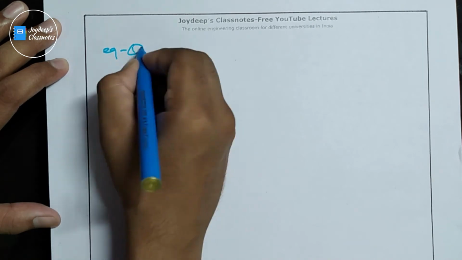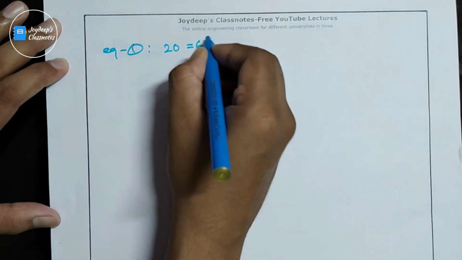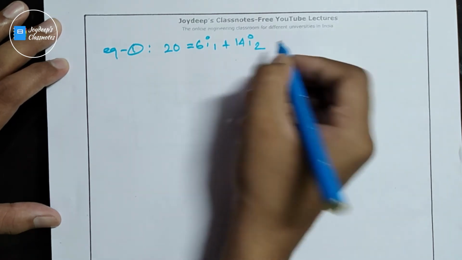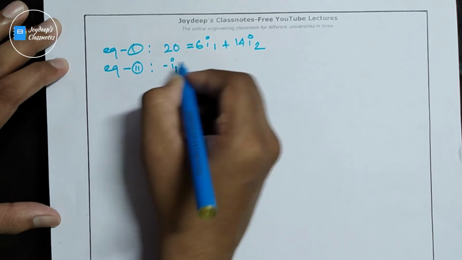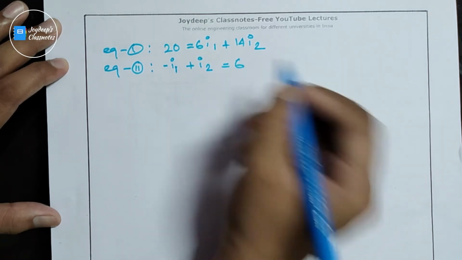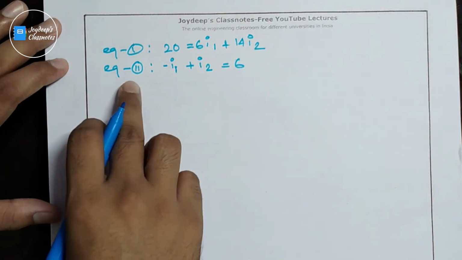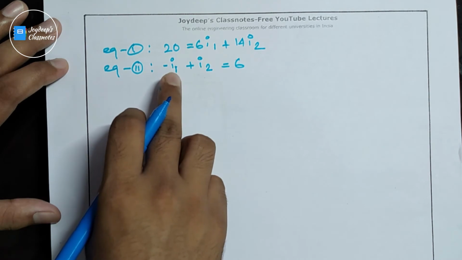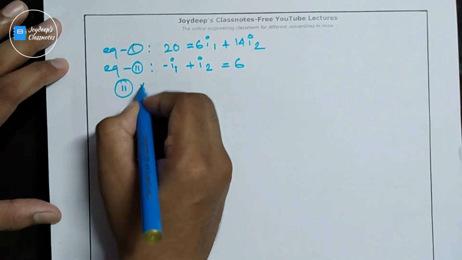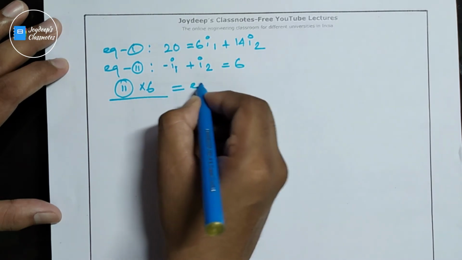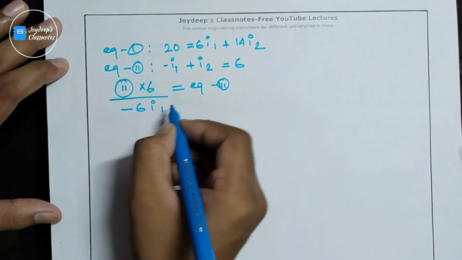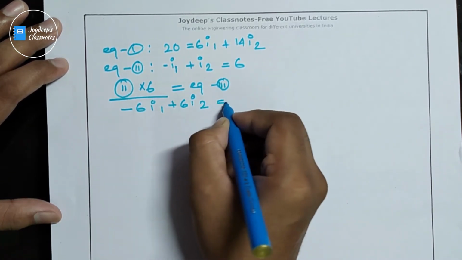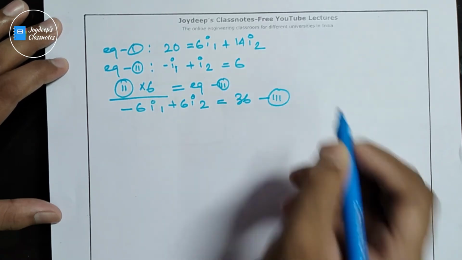Clear? So our equations are: equation number 1 is 20 is equal to 6 of I1 plus 14 of I2, and equation 2 is minus of I1 plus I2 is equal to 6. Clear? Now if we multiply equation 2 by 6, that becomes our equation number 3. So equation number 3 becomes minus of 6I1 plus 6I2 is equal to 36.